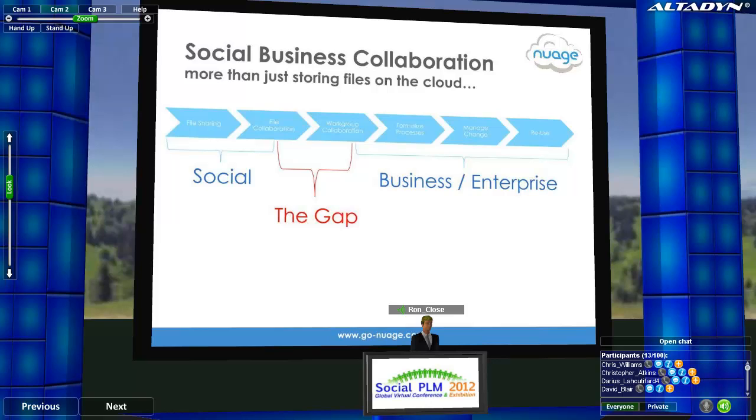So we see that there's a gap between the file collaboration and the workgroup collaboration in the business. This is one area that we believe social business collaboration can contribute. This gap is really where the unstructured ad hoc conversations about a product take place.